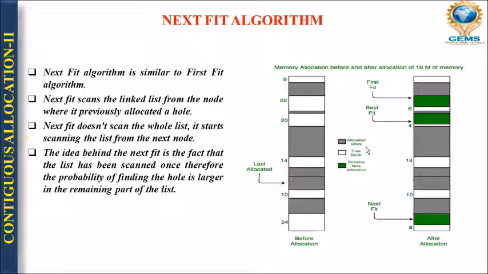Okay, so what is the gray color? Gray color shows the previously allocated space. White space is showing the vacant space, and green space is showing the new process which is to be allocated here.